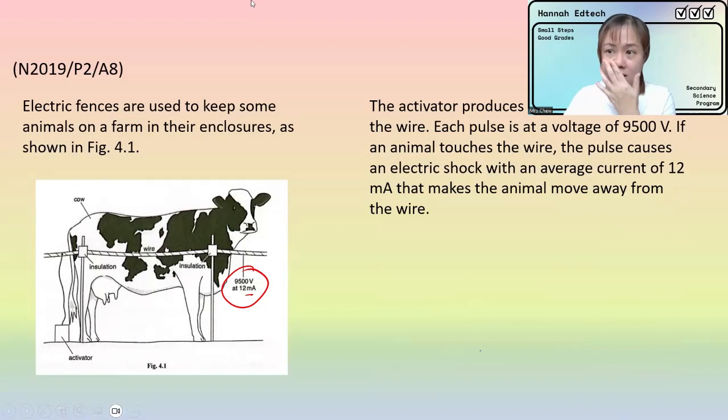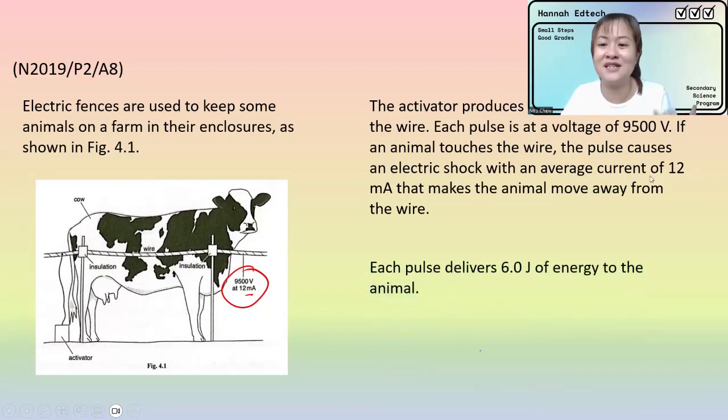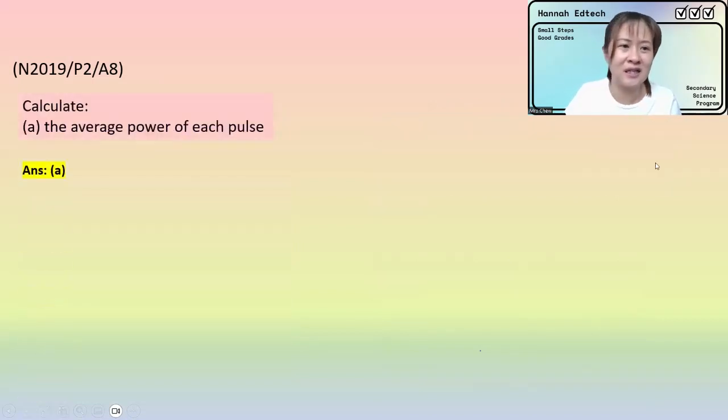The activator produces short voltage pulses in the wire. So the pulse is 950 volts. If an animal touches the wire, the pulse carries an electric shock with an average current of 12 milliampere that makes the animal move away. So each pulse actually delivers 6 joules. Okay, so you have a lot of information. Now calculate the average power. Before you watch on, you can pause here and see whether your calculation is correct.